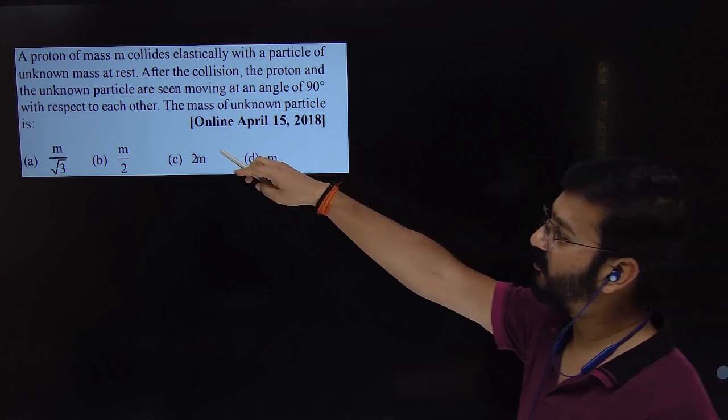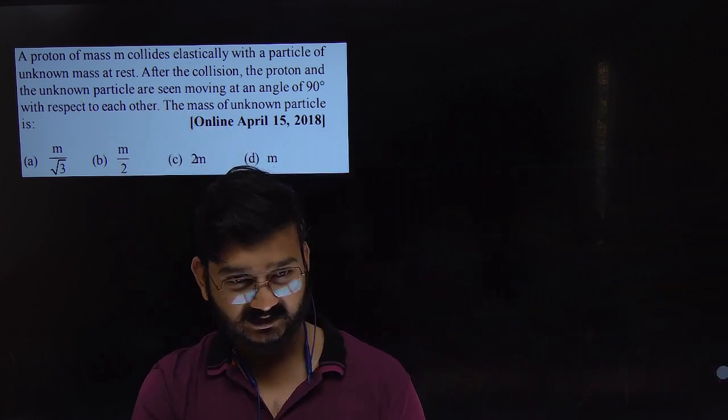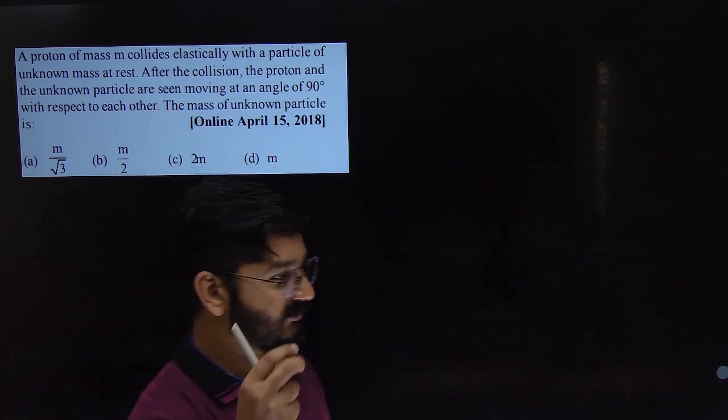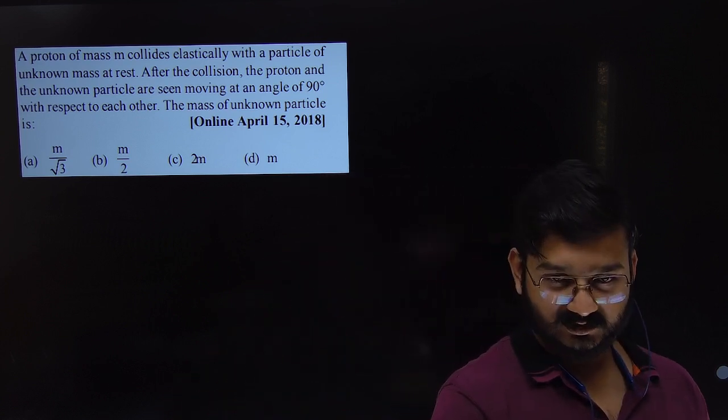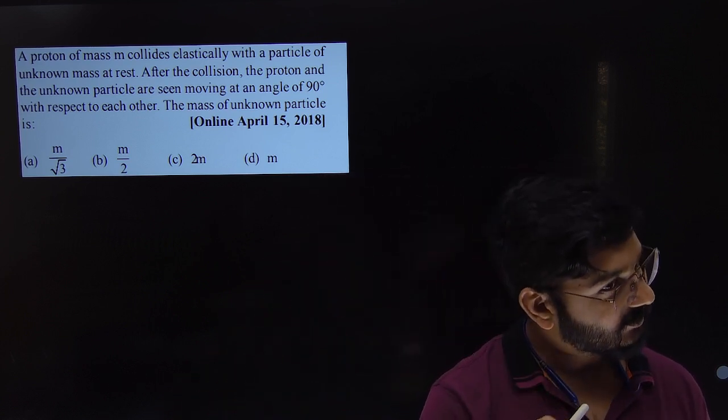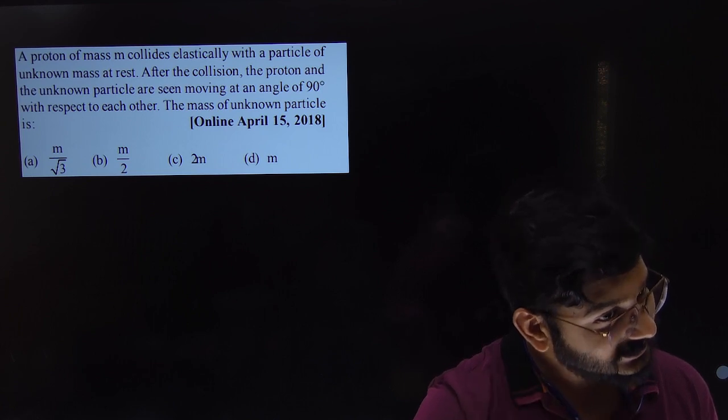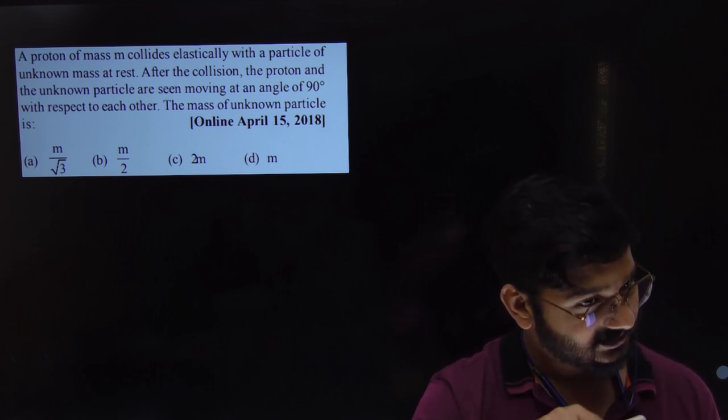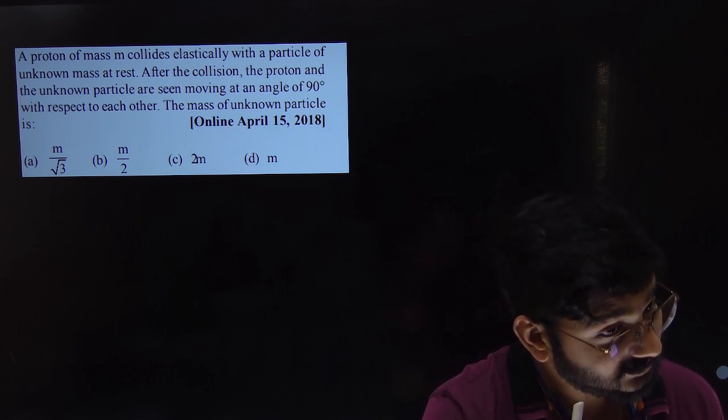Okay. Proton of, let's come back to the problem. A proton of mass m collides elastically with a particle of known mass at rest. That's what I told. Suppose you think of the snooker table, a ball is there and you hit that ball. So the ball is at rest.